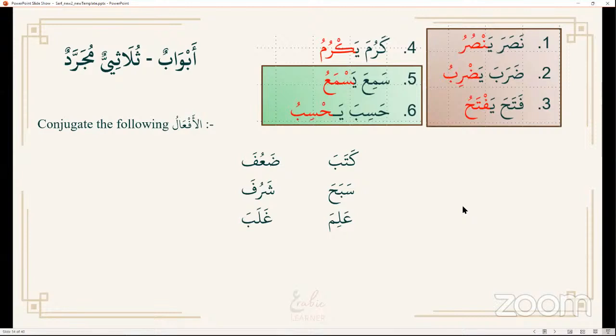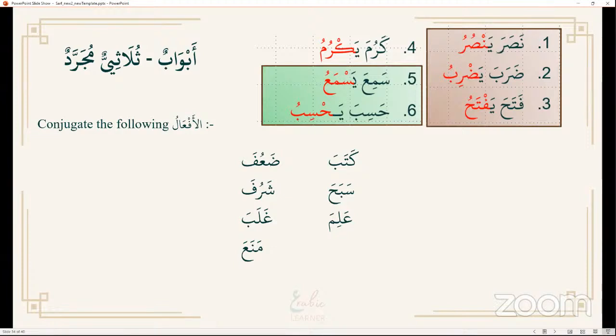Ghalaba. Now this again, Ghalaba is from these two choices. So you need to go to Ara tools again, and then you have to find out exactly. So it will be yaghlibu. Yes, it will be Bab Daraba. Yaghlibu. Ghalaba yaghlibu.